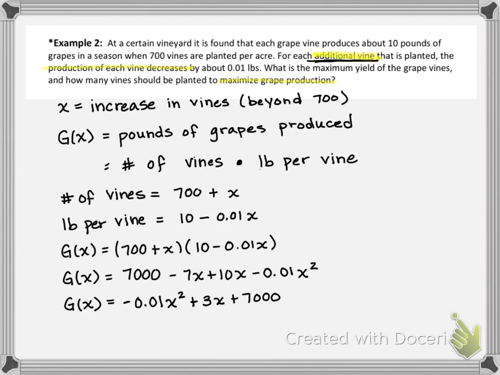And I can then use my x equals negative b over 2a to find the x coordinate of my vertex. So x equals negative 3 over 2 times negative 0.01. What do we get? 150. Okay, so what did I just find?